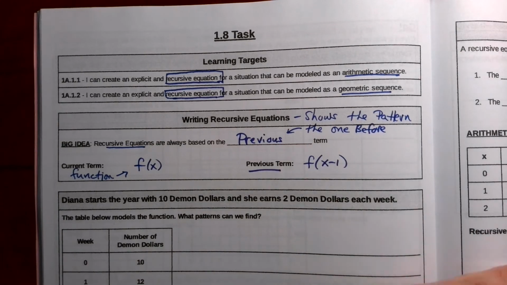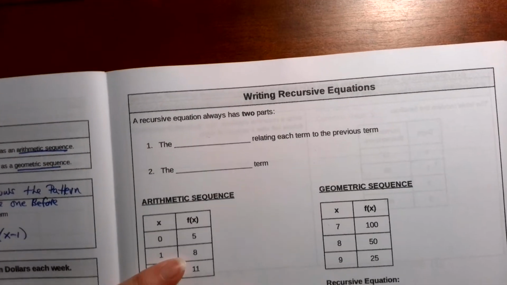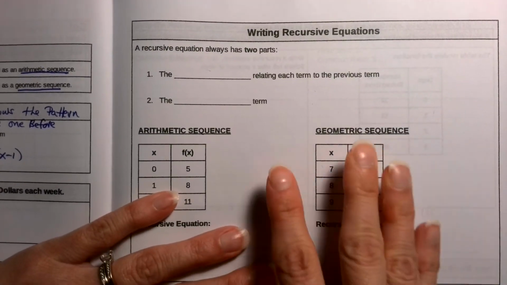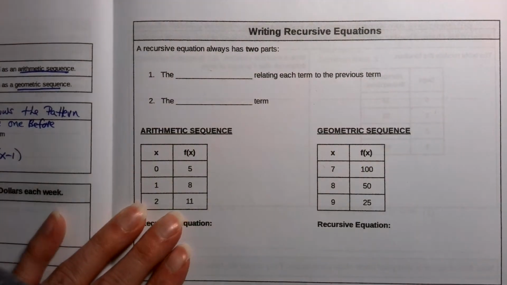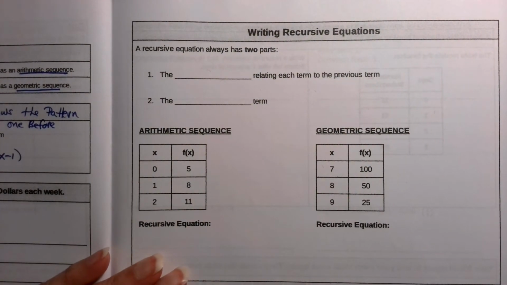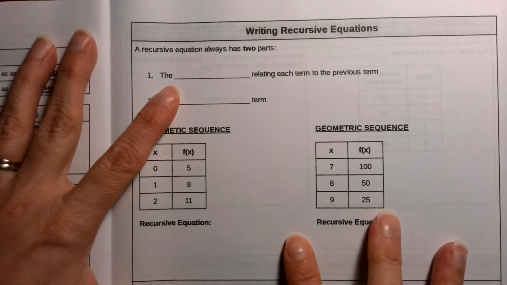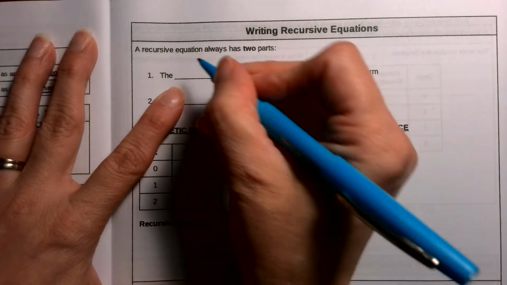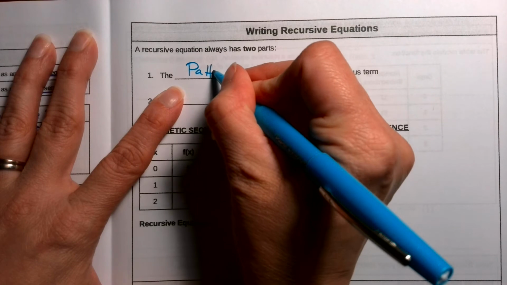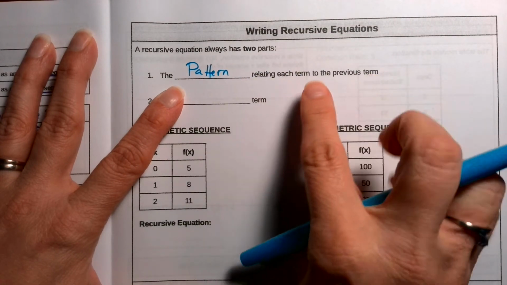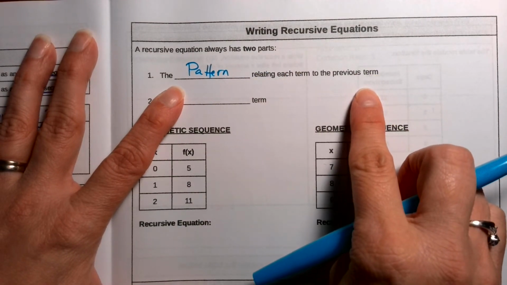I need you to go over to this page. I'm going to go over here now, and we're going to work on writing recursive equations. There are always two parts to this. The important part with recursive, number one, is the pattern: the pattern relating each term to the previous term.